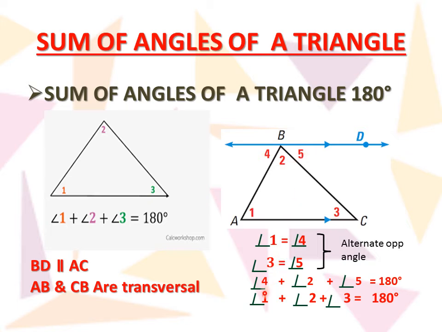In place of angle 4, we can place angle 1, since angle 4 is equal to angle 1, alternate angles, and angle 2 remains as it is, and in place of angle 5, we can place angle 3. So, through this proof, we can say that angle 1 plus angle 2 plus angle 3 is equal to 180 degrees. So, we have proved that the sum of the angles of a triangle is exactly 180 degrees.